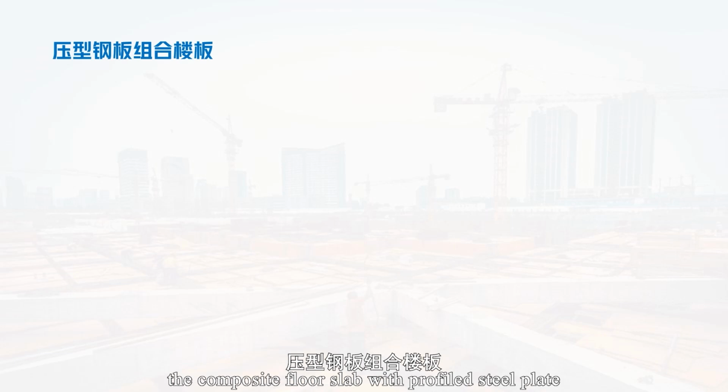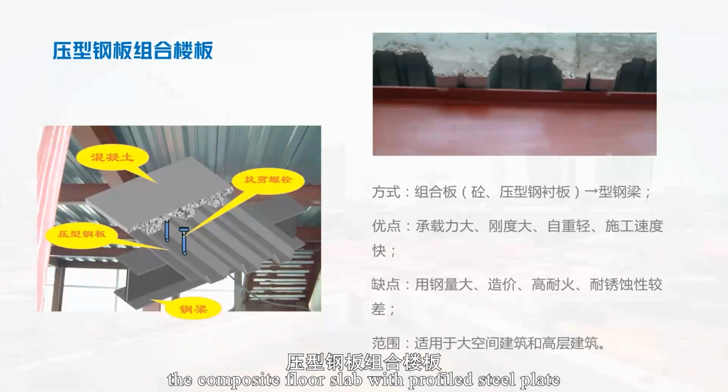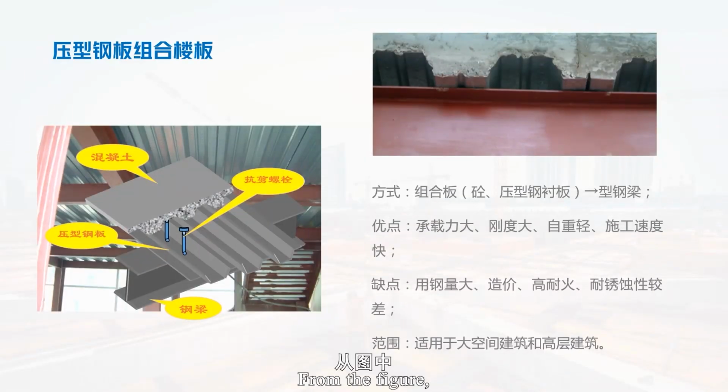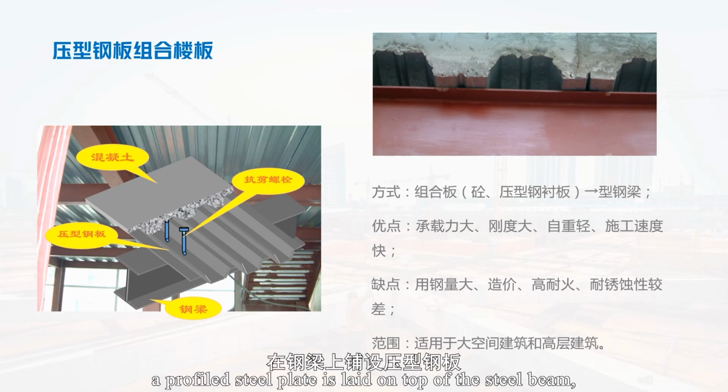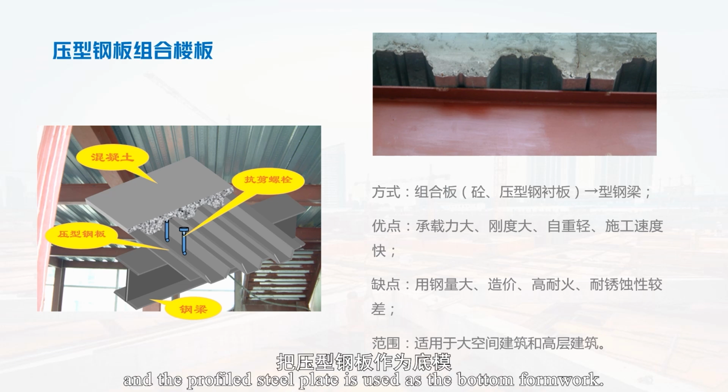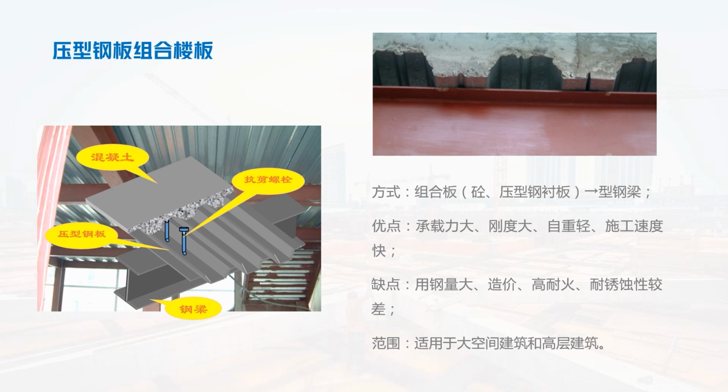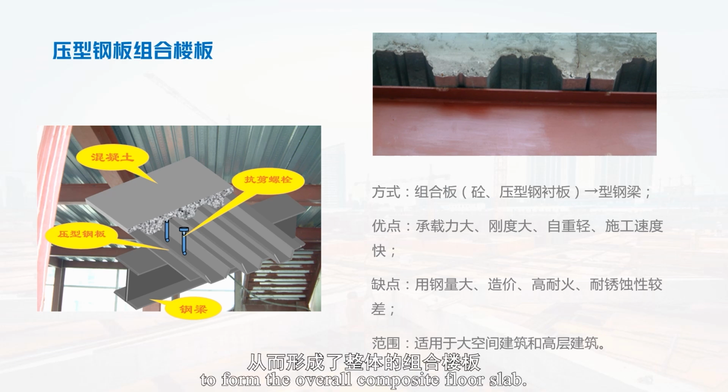Lastly, we will learn the composite floor slab with profiled steel plate. From the figure, we can see that a profiled steel plate is laid on top of the steel beam, and the profiled steel plate is used as the bottom formwork. Then, concrete is poured on top of it to form the overall composite floor slab.